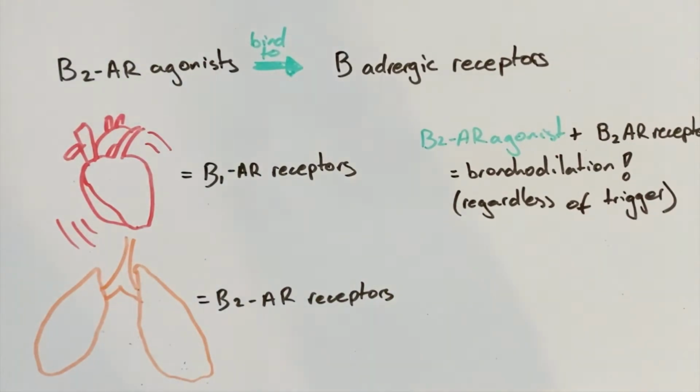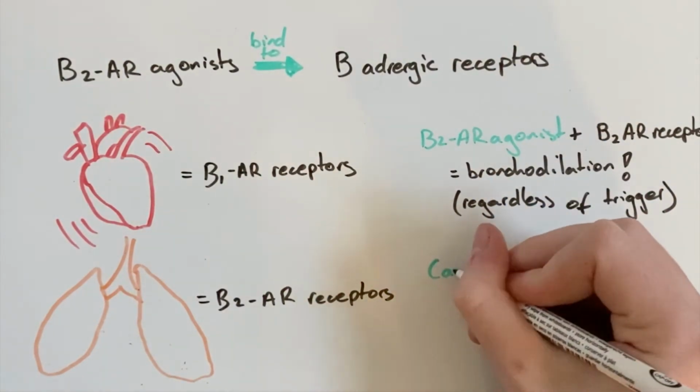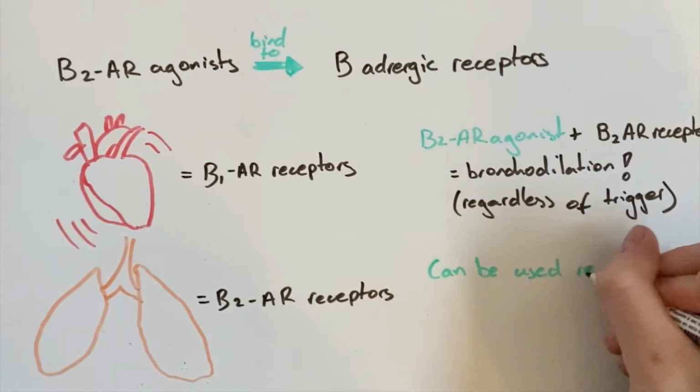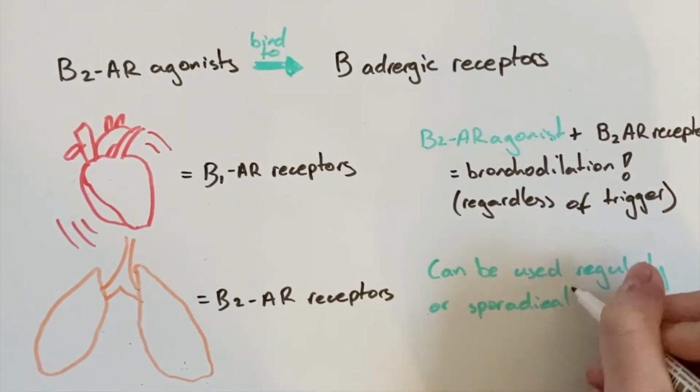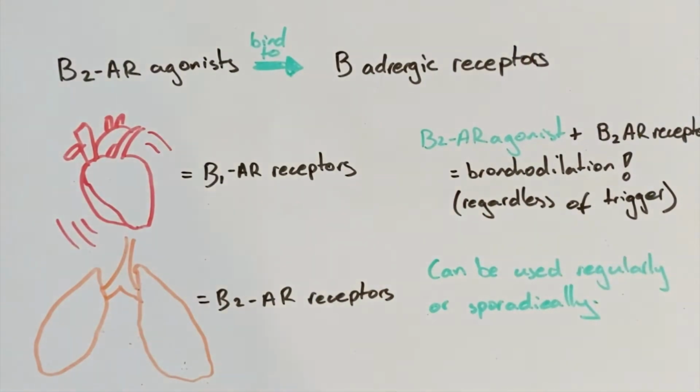Moreover, regular daily use of beta-2 adrenergic receptor agonists will neither improve nor decrease your relief compared to as-needed use. This means that it does not matter if you use your puffer on a strict schedule or sporadically whenever you require, you will have relief.